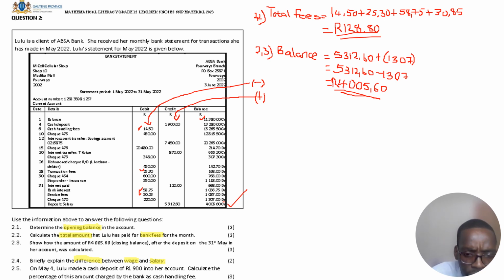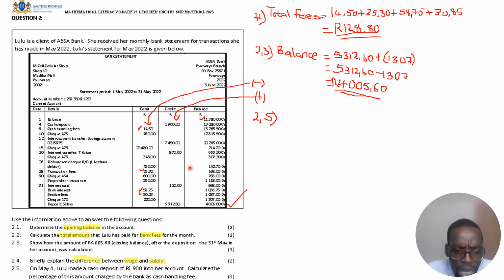Right, so let's move to the next one, which is 2.5. It reads: on 4 May, Lulu made a cash deposit of 1,900 into her bank account. Let's identify that it's this one here. This is the 1,900 that this question is talking about. It was made on the 4th of May.